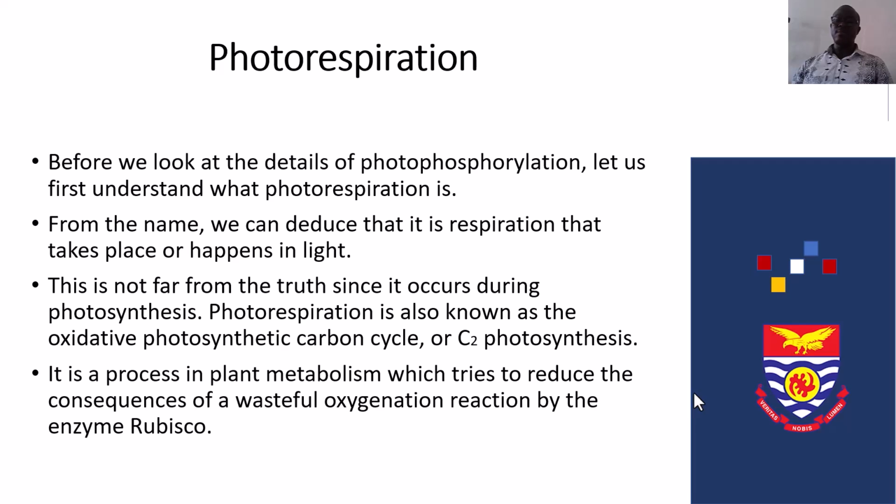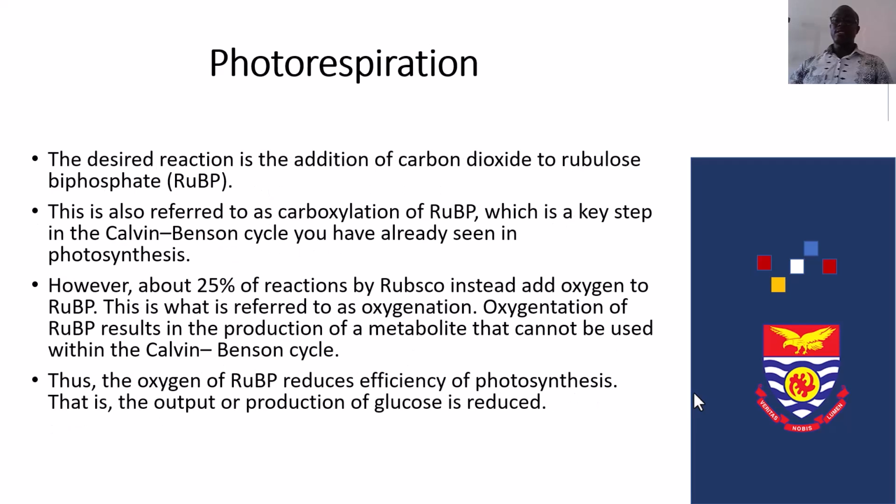It is a process in plant metabolism which tries to reduce the consequences of a wasteful oxygenation reaction by the enzyme Rubisco. The desired reaction is the addition of carbon dioxide to ribulose biphosphate. This is also referred to as carboxylation of ribulose biphosphate, which is a key step in the Calvin-Benson cycle you have already seen in photosynthesis. However, about 25% of reactions by Rubisco instead add oxygen to ribulose biphosphate. This is what is referred to as oxygenation.